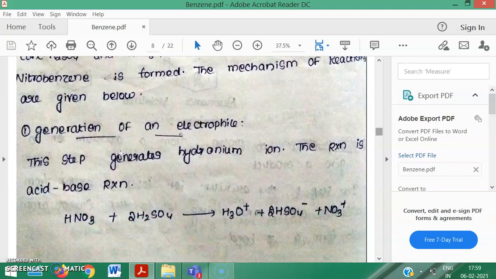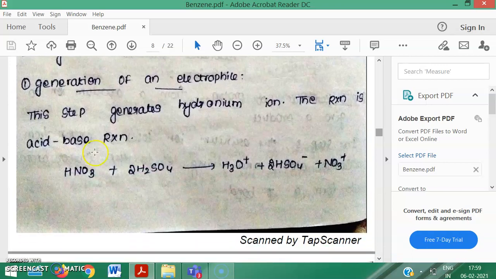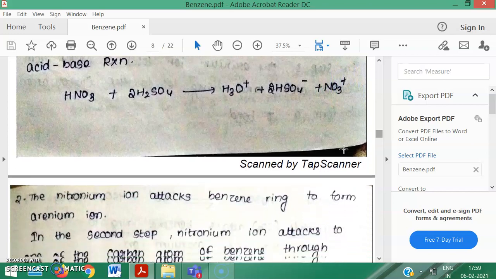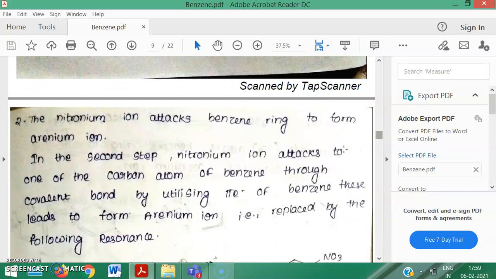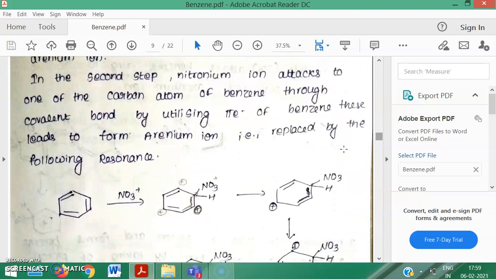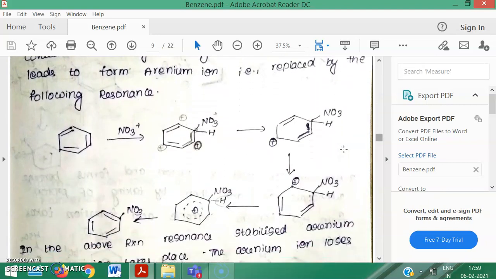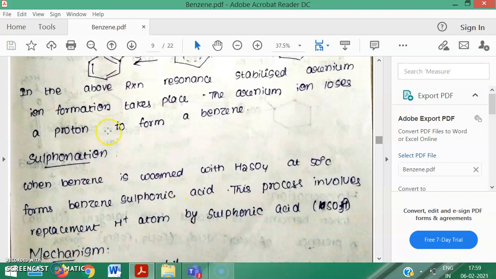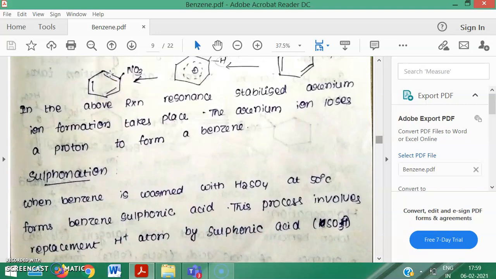The first step is electrophile generation: HNO3 and 2 H2SO4 form H3O+, 2 HSO4-, and our electrophile NO2+. This electrophile attacks the benzene ring and formation of the arenium ion takes place like this. The electrophile is substituted and the arenium ion forms, and then the removal of hydrogen takes place, forming the final compound, nitrobenzene. This is the electrophilic substitution nitration reaction.